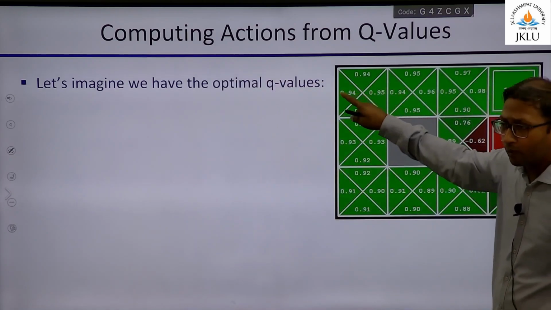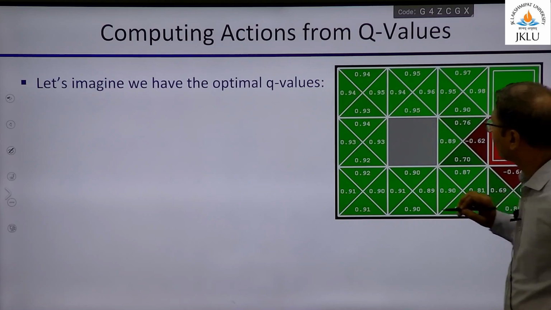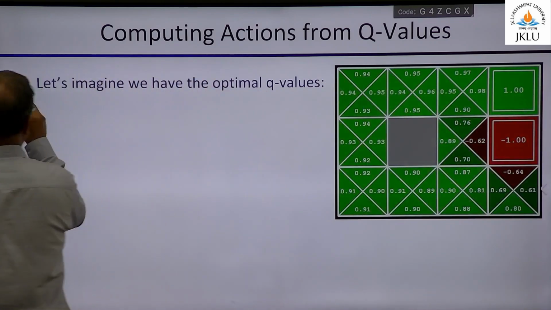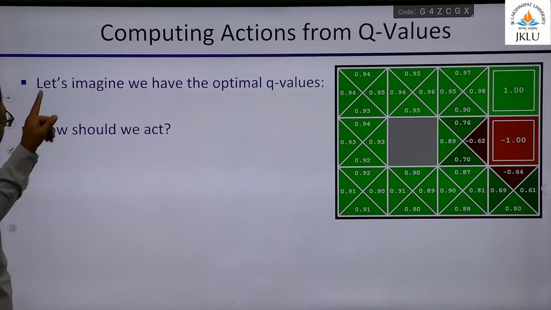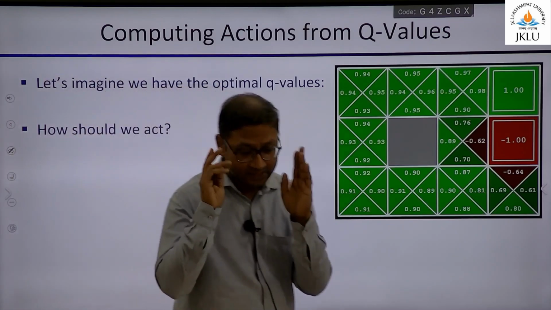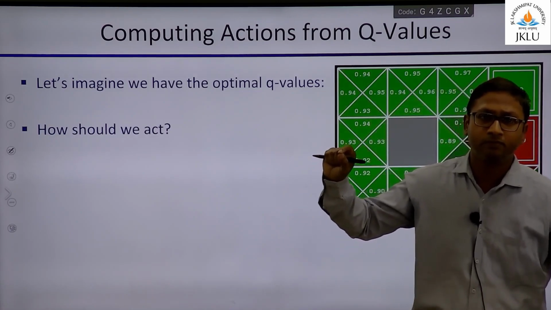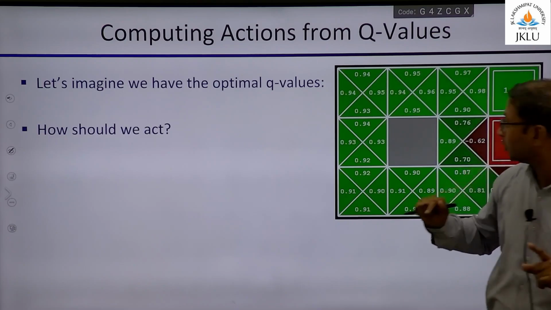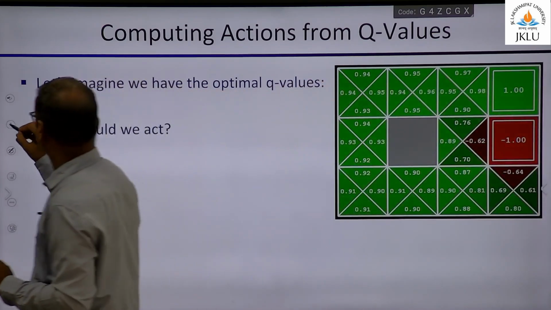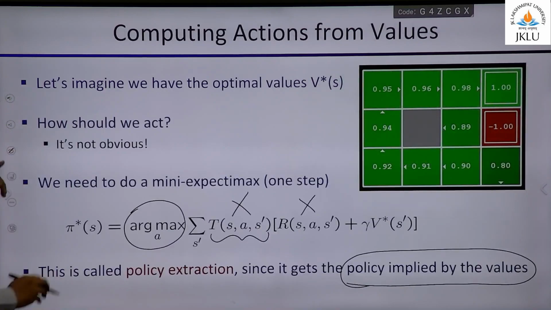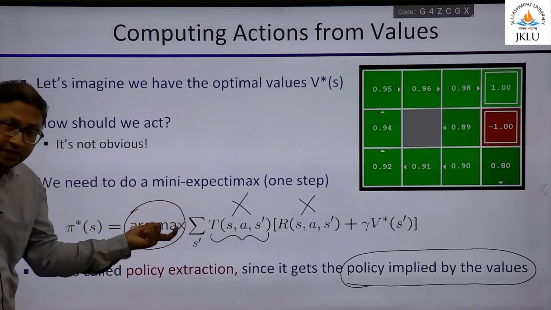Let's imagine we have optimal Q values. We have discussed this before. If we are given optimal Q values, how should we act? Look, again see the contrast here. If you are given V values, what will you have to do? If you are given V values, you have to compute it from this equation.